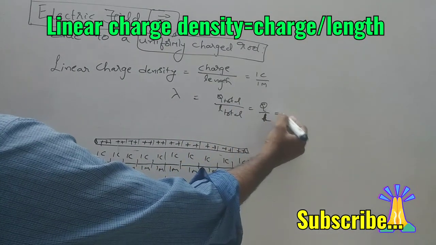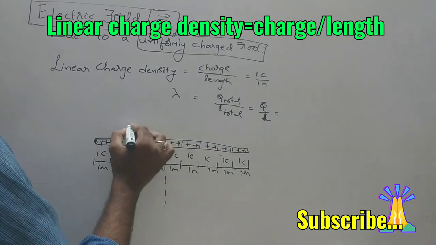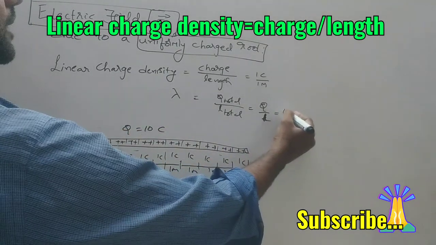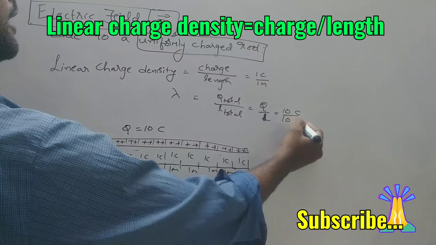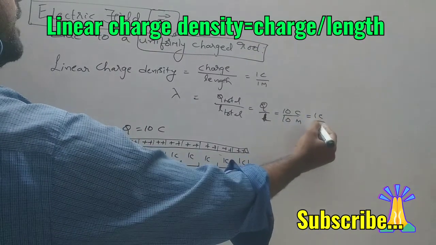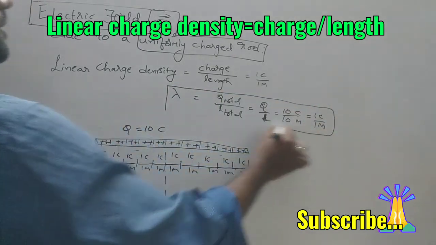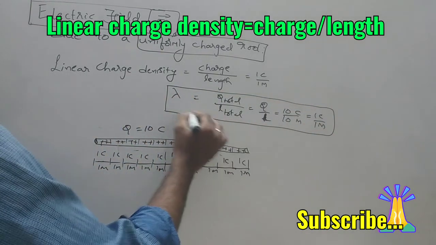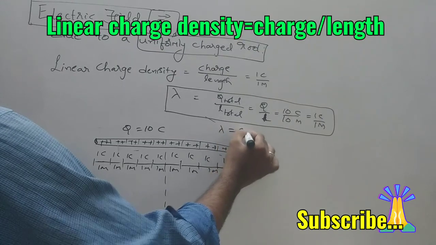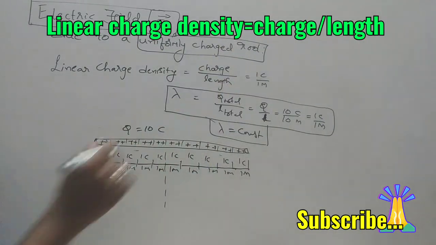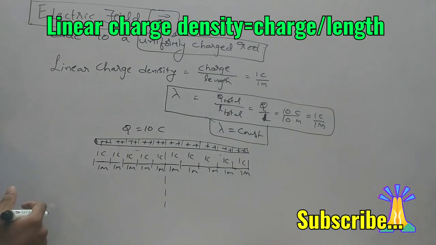Suppose the total charge is 10 coulomb and the total length is 10 meter. So 10 coulomb by 10 meter, again you will get 1 coulomb by 1 meter only. So like this, for a uniformly charged rod, this lambda is constant. This is the first point you have to keep in your mind.